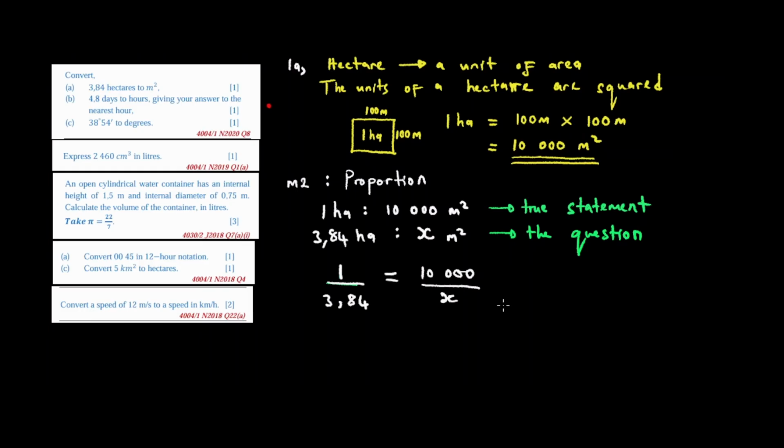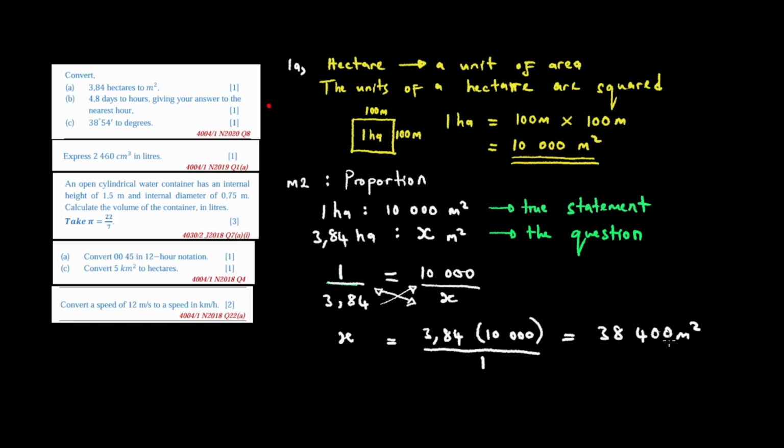This is our fractional equation. Then we solve it using ordinary algebraic manipulation, which will be something like this: ordinary cross multiplication. Eventually x is equal to 3,84 multiplied by 10,000 over 1. 3,84 times 10,000 gives us 38,400 meters squared. If you recall, this is the answer we got from our method number 1.